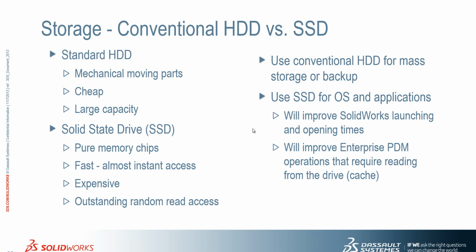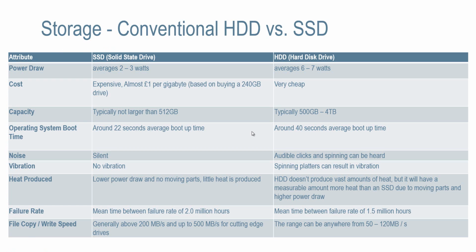Normally SSDs will open SolidWorks and Windows about twice as quick as a standard hard disk. It's to do with the time it takes for it to go and find the data and load it in. The read speeds are immense compared to standard hard drives. So here's a little comparison between the two. Power wise, solid state drives use slightly less, as there are no moving parts. Cost wise, it's coming down these days. SSDs used to be massively expensive, but now they're getting cheaper every day.